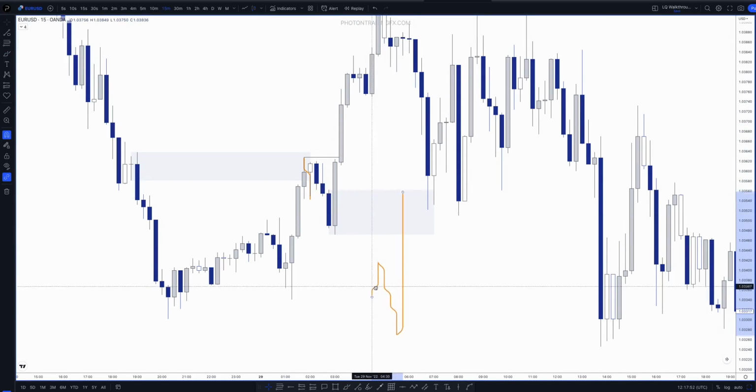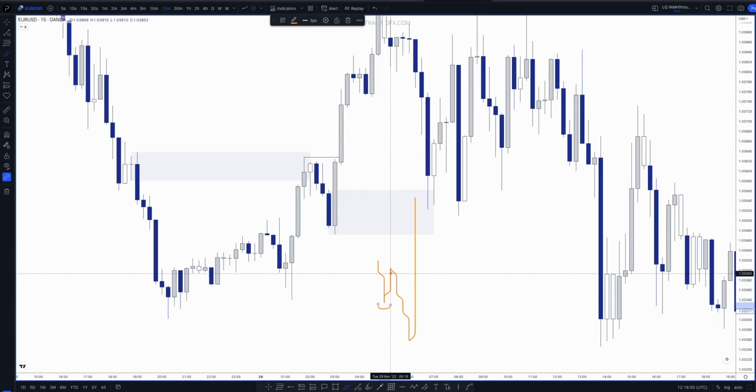If I just drag that over here, well, I drew it in two pieces, but essentially that's what it looks like, okay? So that's where you have a low that formed in the market, price went up, came down, and used the liquidity below that low, okay?